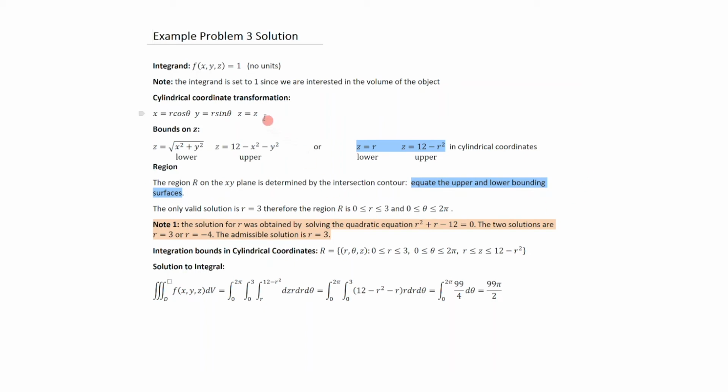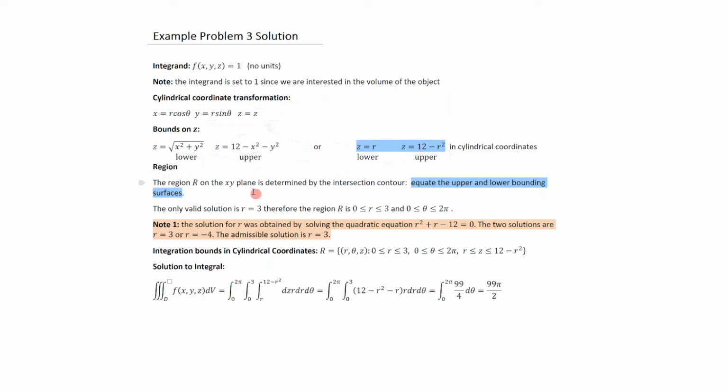So as before, the cylindrical coordinate transformation has this form. Bounds on z we have already established. In Cartesian coordinates, the lower bound was square root of x squared plus y squared, which was the cone. The upper was 12 minus x squared minus y squared, which was the paraboloid. And if we convert these into the cylindrical coordinate system using these transformations, the first one becomes z equals r, and the second one becomes z equals 12 minus r squared. So these are the upper and lower surface in cylindrical coordinates.